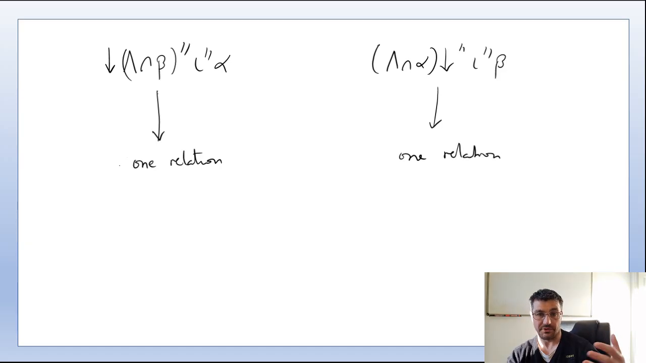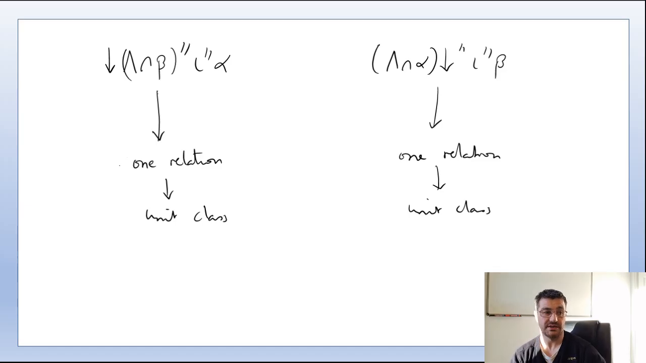Okay, so when we put them together, 50, and they're going to be unit classes, by the way. If there's one relation, if this class has one member, it's a unit class. So it's the unit class of something. This is going to be a unit class. They're going to be unit classes of the same type, which is exactly 54.43. Unit classes of the same type.